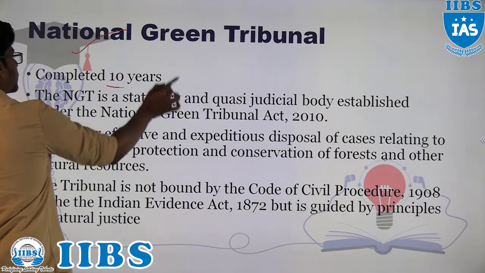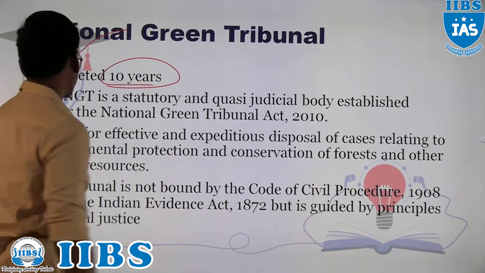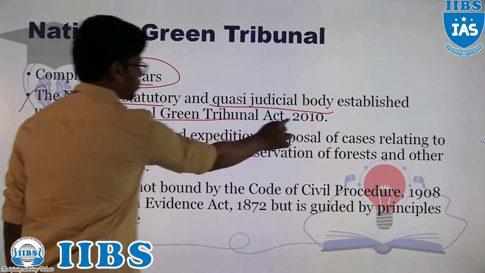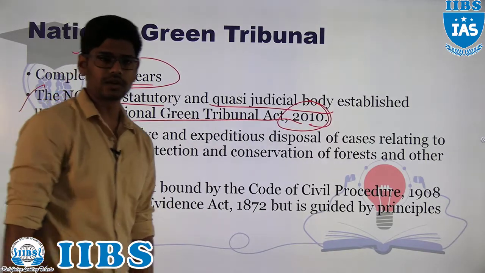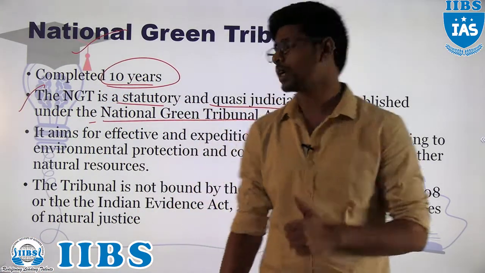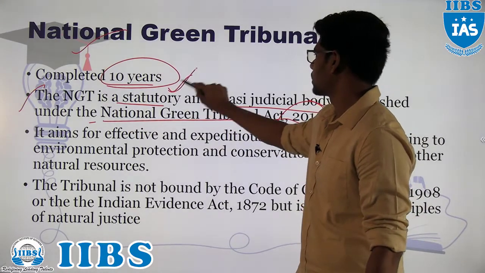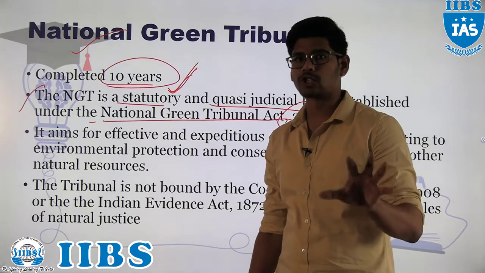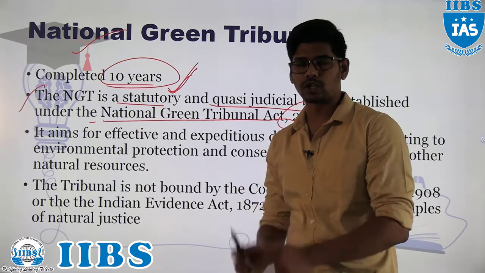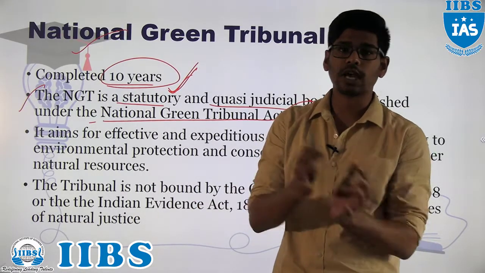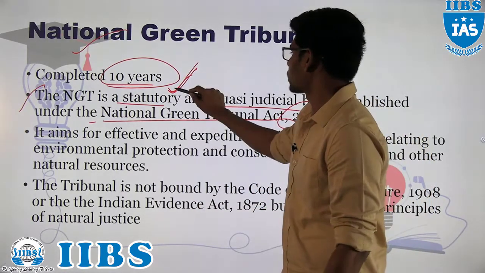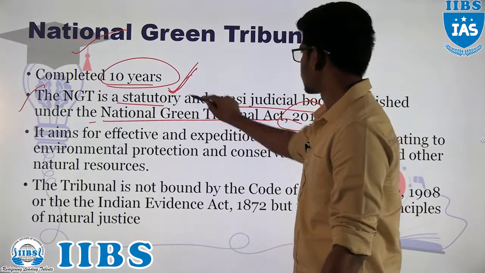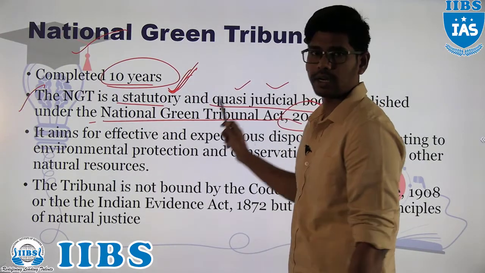The National Green Tribunal has completed 10 years. The NGT is a statutory and quasi-judicial body established under the National Green Tribunal Act of 2010. We have two different kinds of bodies, constitutional bodies and statutory bodies. Constitutional bodies are the ones drafted in the Constitution and enforced directly through it. Statutory bodies are the ones made through law by the legislature. The NGT is a statutory and quasi-judicial body.